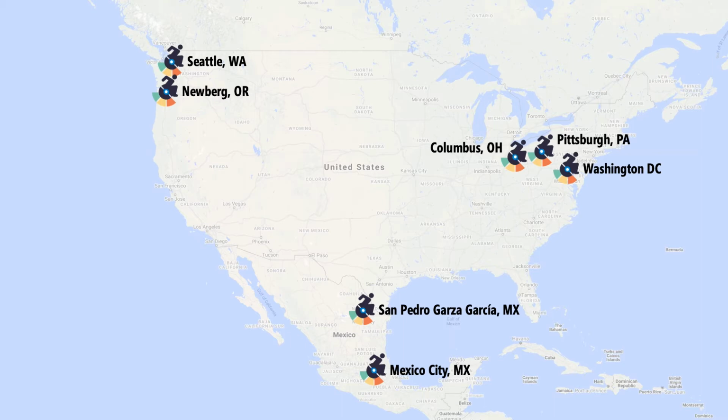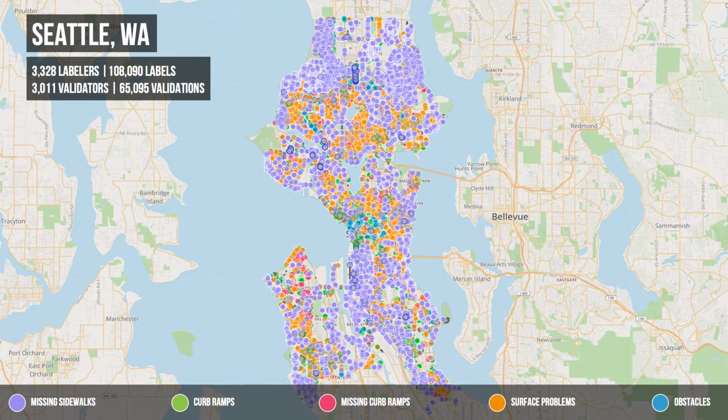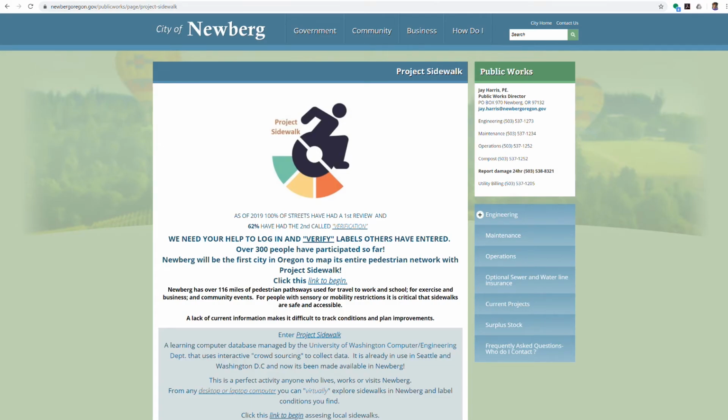Thousands of users from across the world, including Germany and India and China, have contributed nearly 425,000 labels and 100,000 label validations. Here's a top-down image of Sidewalk, showing 100,000 plus labels. The purple dots are missing sidewalks, the red are missing curb ramps, the orange surface problems, and the blue dots are obstacles. We've also been collaborating directly with cities.